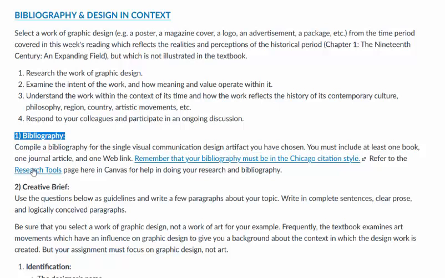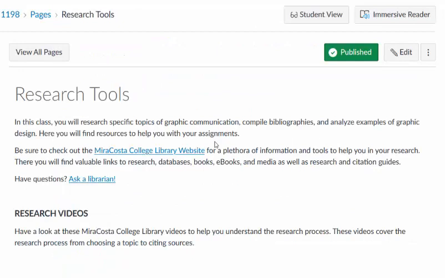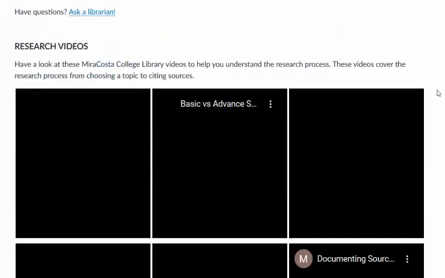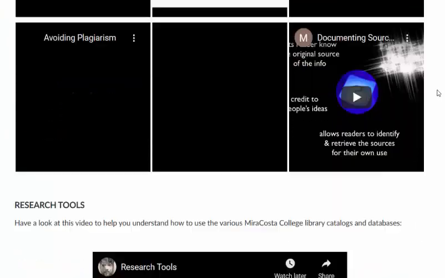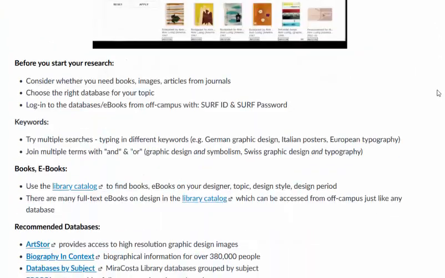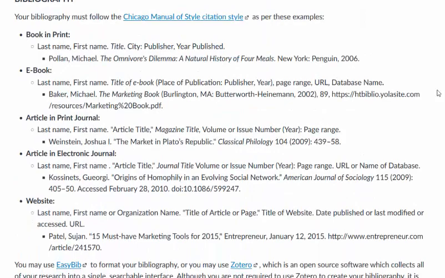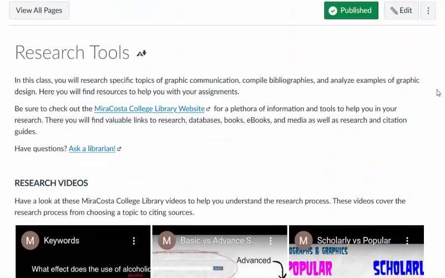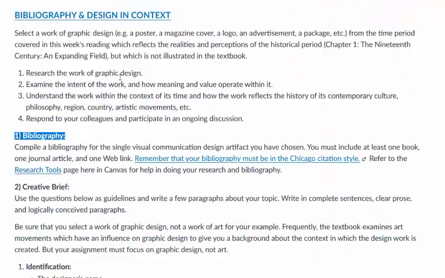If you haven't already done so, please have a look at the Research Tools page here in Canvas, which will be very helpful for you in completing your assignment. It has lots of tips and resources and tools for you to do the kind of research that you need to do for this assignment. So be sure to have a look at the Research Tools page.